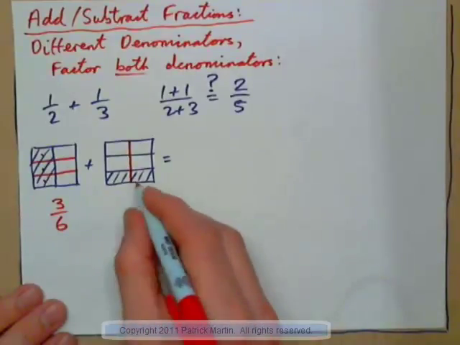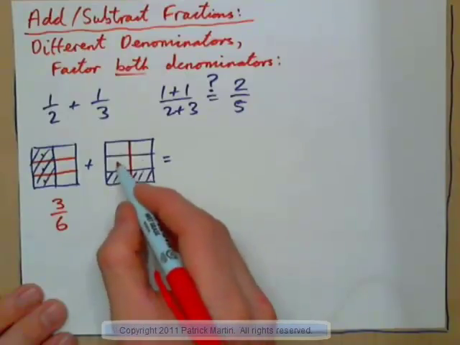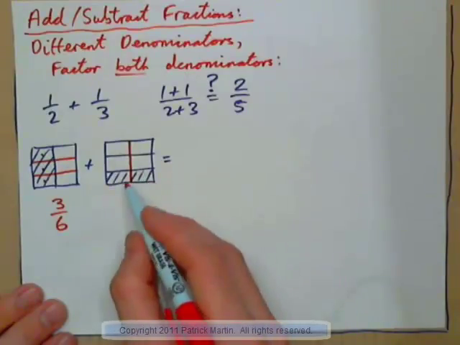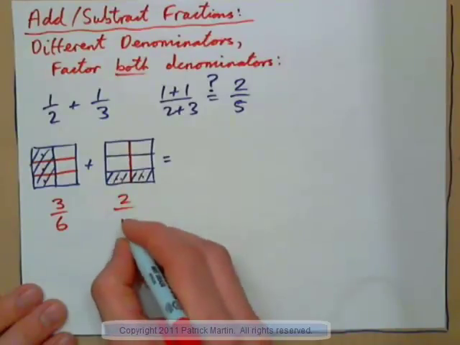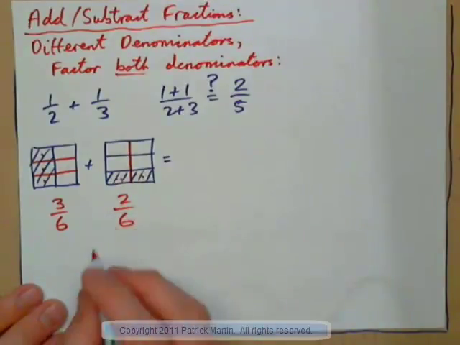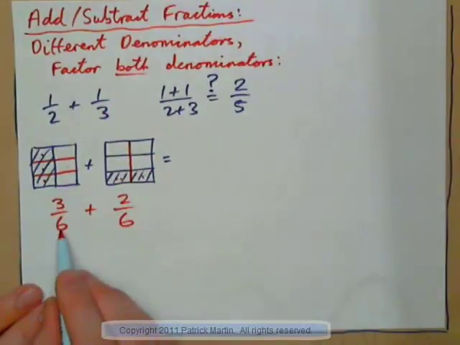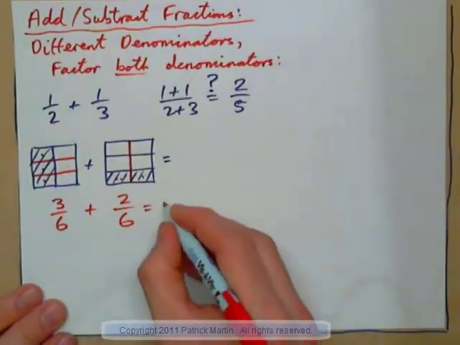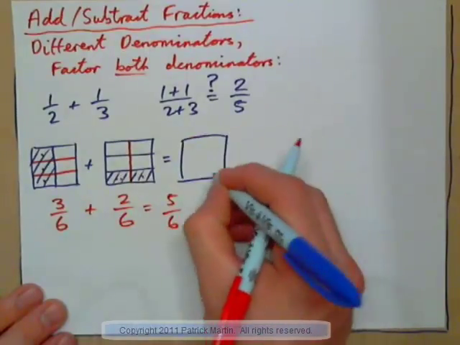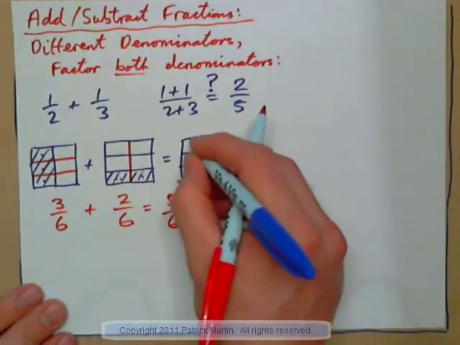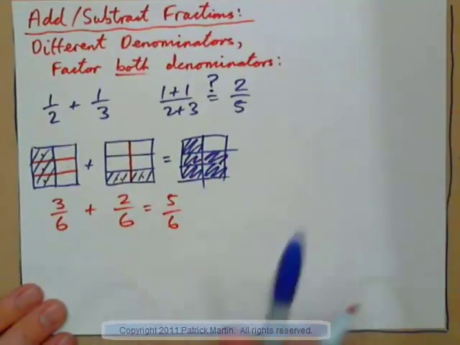So this area now is in fact 3/6. If you look at this area, we've got 1, 2, 3, 4, 5, 6 squares, and they're all supposed to be the same size. And 2 of them are shaded. So the shaded area is in fact 2/6, isn't it? So 1/2 and 1/3 is the same as 3/6 plus 2/6, which is 5/6. And, you know, that would look like this. 1, 2, 3, 4, 5, 6.